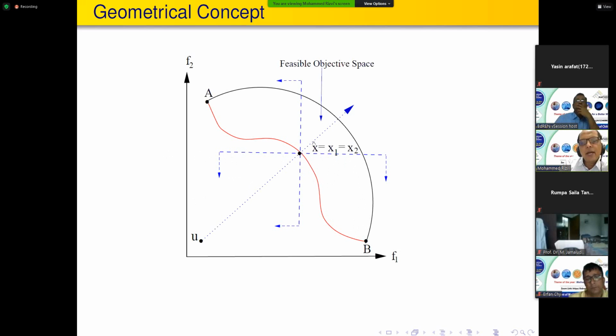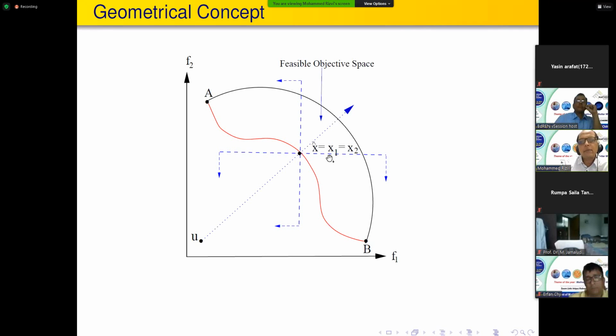Now, basically, we find that for this particular point, x hat, x1, which is the solution of the first auxiliary problem, and x2, which is the solution of the second auxiliary problem, all three are equal. If all three are equal, you can claim that the point is the efficient point. Now the question is, if they are not equal, then what can you do?